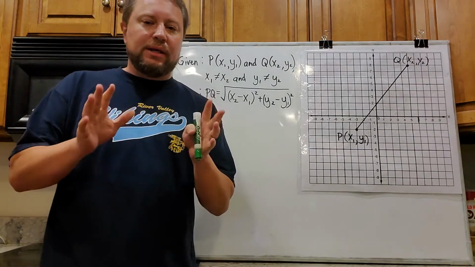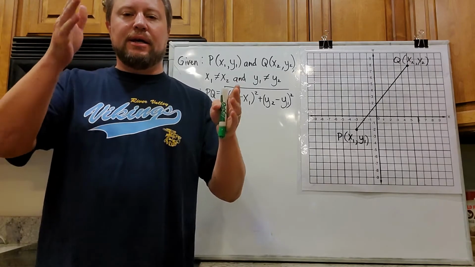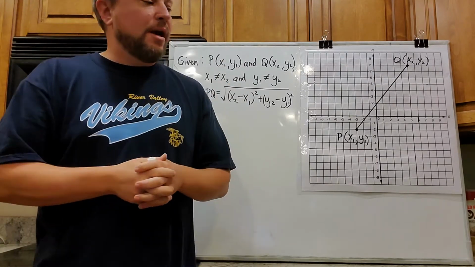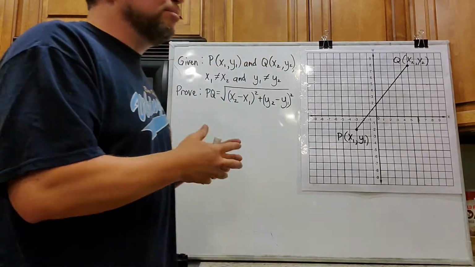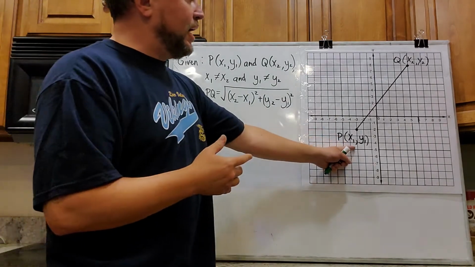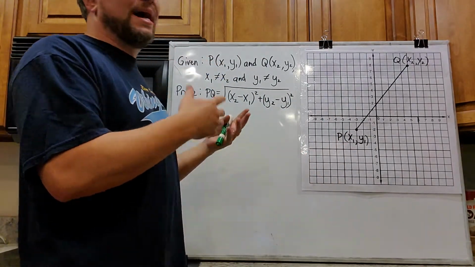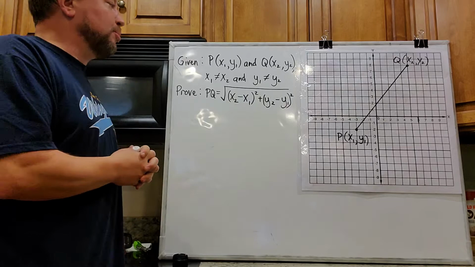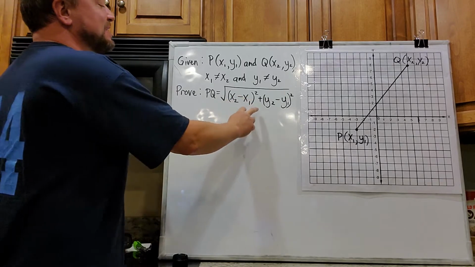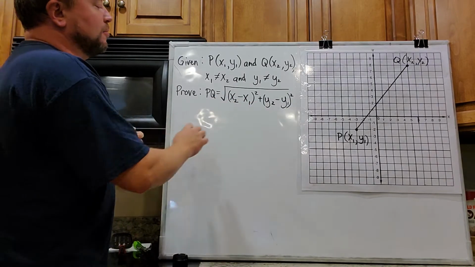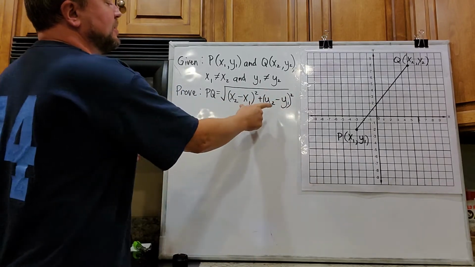Now, a coordinate proof is a little bit different than the two-column proofs that we were doing that had the statements and the reasons. On a coordinate proof, by definition, it's really just a proof that uses coordinate geometry, so coordinates on an XY coordinate plane, along with some algebra to help you figure out the proof. So we've got a proof here that is actually a proof of the distance formula. You may recognize that right here where it says PQ equals this big square root, and that's the distance formula.